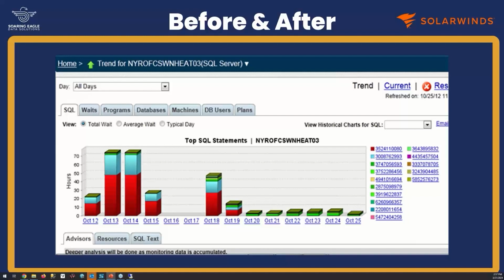So October 20th is after all the tuning was completed? Yeah, well, we did it in the middle of October 19th. So I was there on October 19th. At lunchtime, we put some indexes in, and this was the difference between the 19th and the 18th, and then the rest of the week, everything was just swimming.